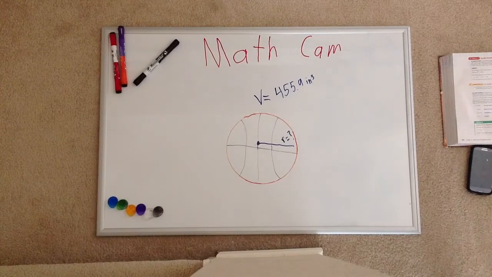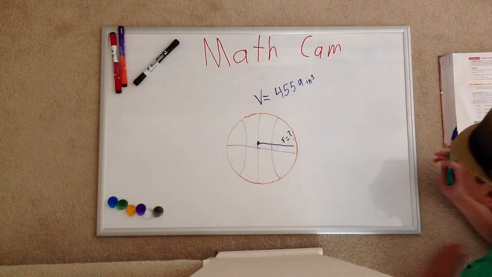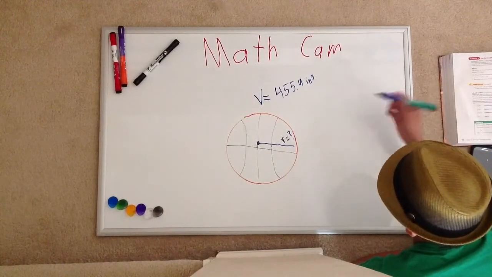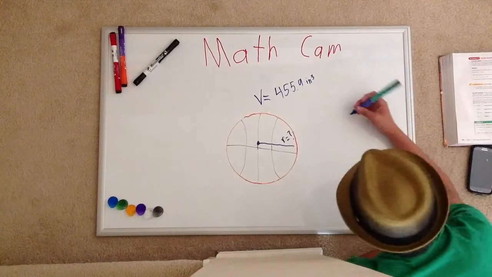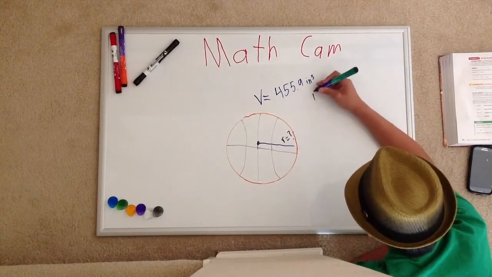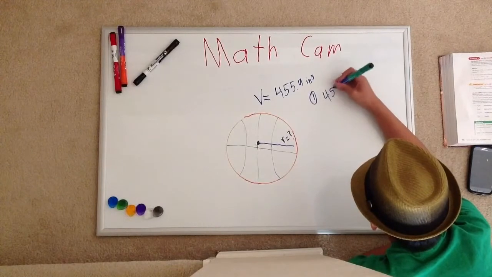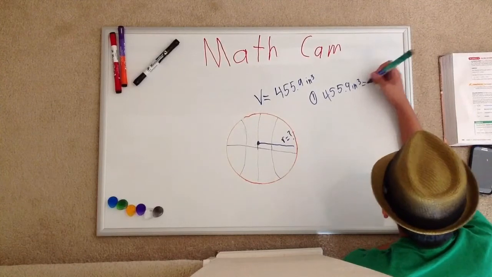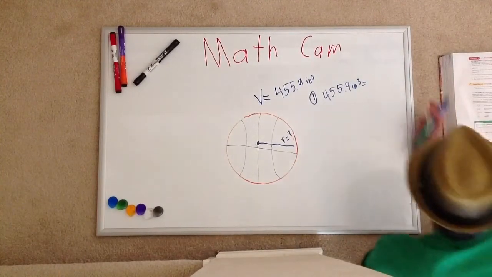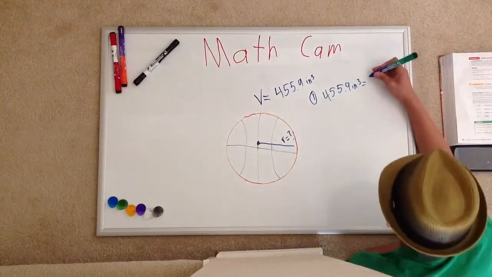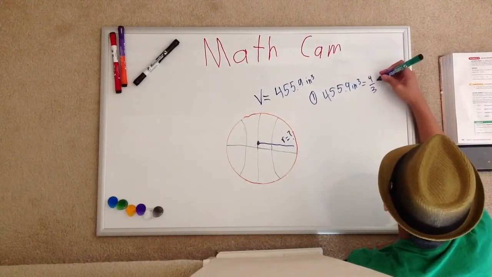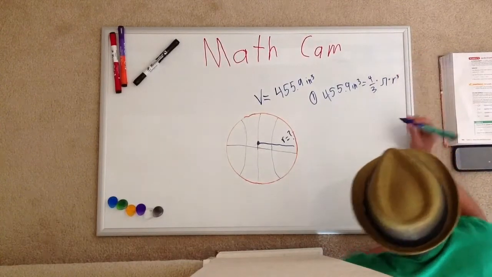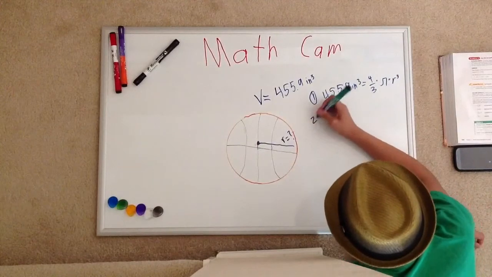I'm going to do the same thing, but instead of using the surface area formula, we're going to use volume. And since we're given the volume is 455.9 inches cubed, we're going to put that as, for our first step, 455.9 inches cubed is equal to, and we're going to put the volume formula, so it would be 4/3 times pi times r cubed. Next, we're going to divide by pi.